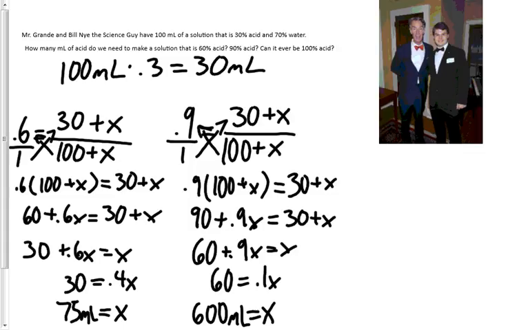Finally, this question asks us, could it ever be 100% acid? The answer is no. And that is because if we look at our beginning, our initial solution is 30% acid and 70% water. So it will always contain water.